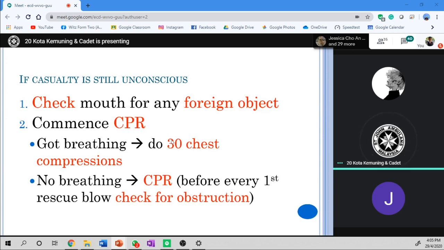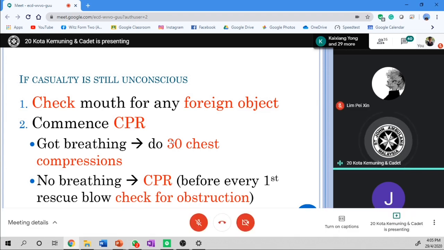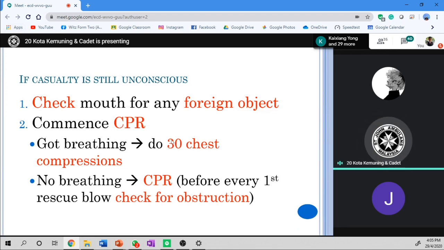CPR requires rescue breaths. You try for the obstruction first. If you can see the obstruction, you remove it first, and only then do rescue breaths. But if you cannot see the obstruction, you still need to do rescue breaths and then continue with CPR: 30 chest compressions, rescue breaths, 30 chest compressions. But before every rescue breath, check for the obstruction first.